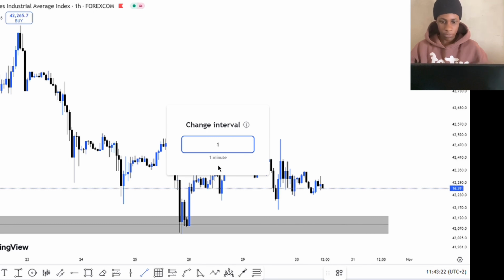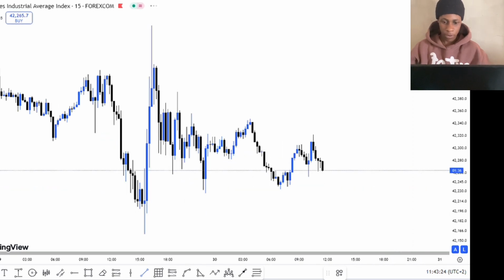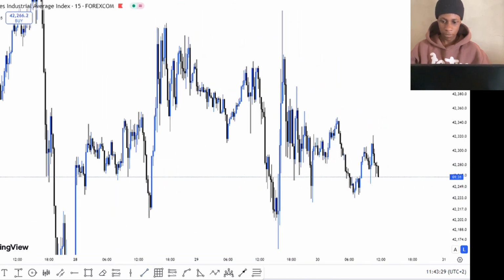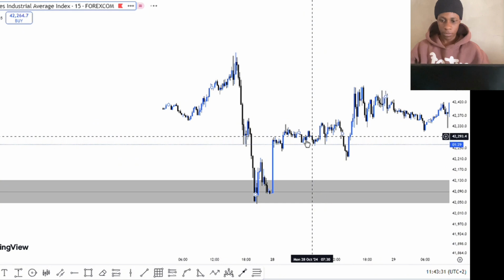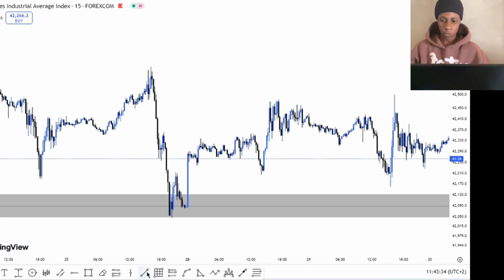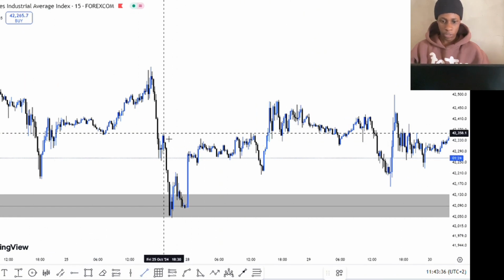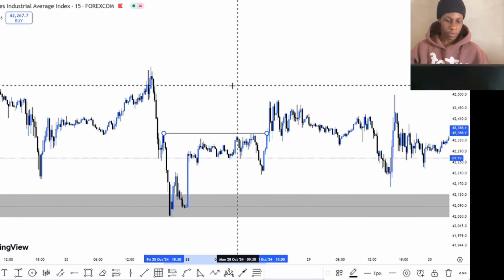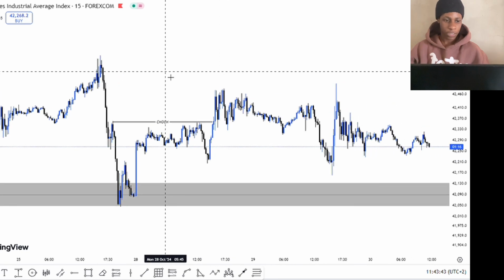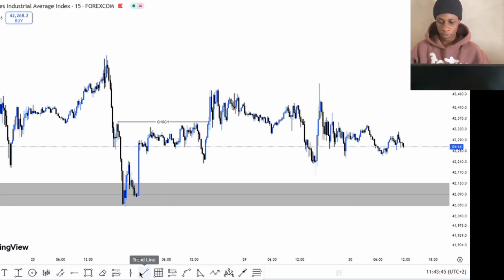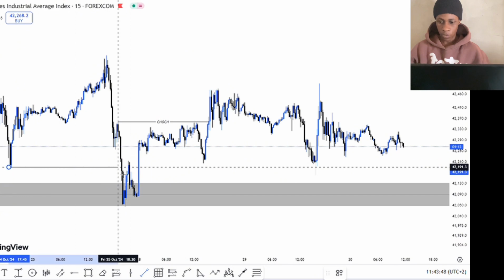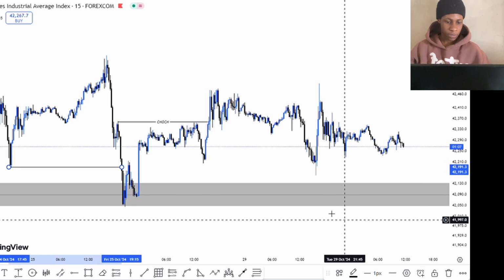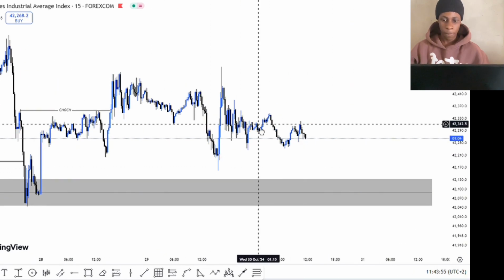allocate a change of character. Let's move to the 15-minute time frame. On the 15-minute time frame, as you can see, we have this change of character right there, which tells us that the trend has changed and could possibly go to the top side. This was our last break of structure to the downside.